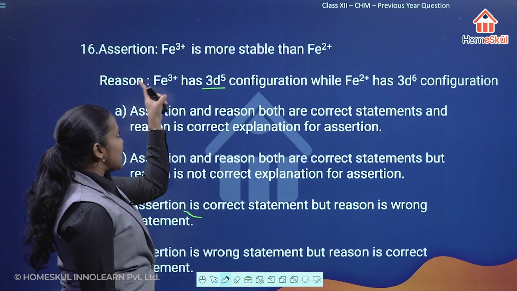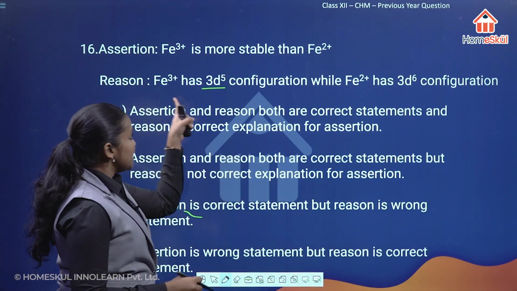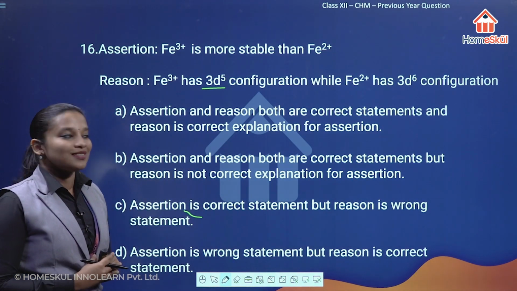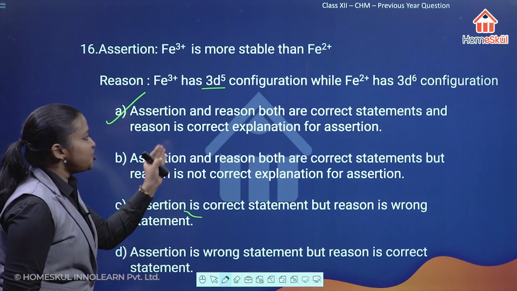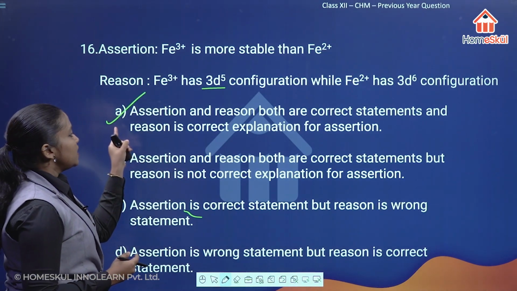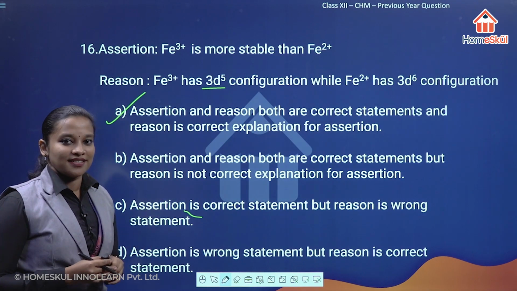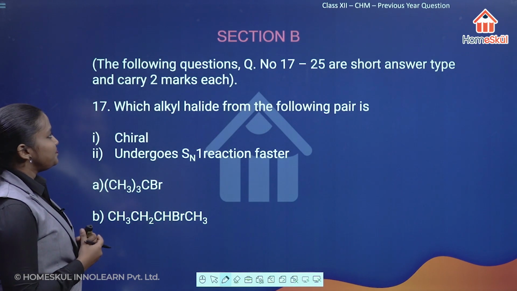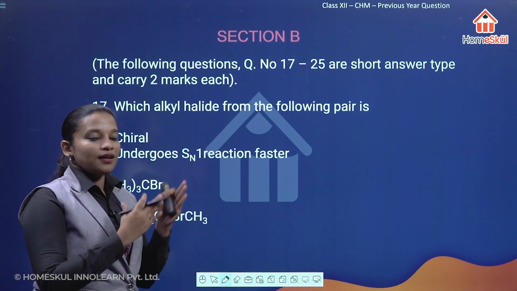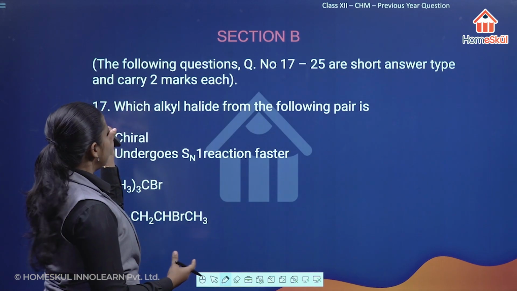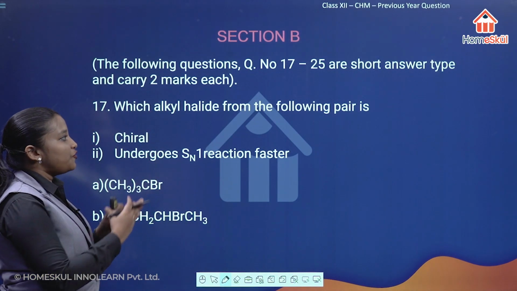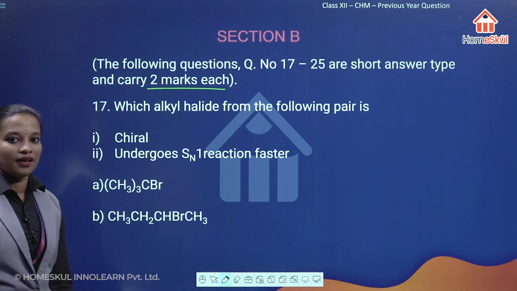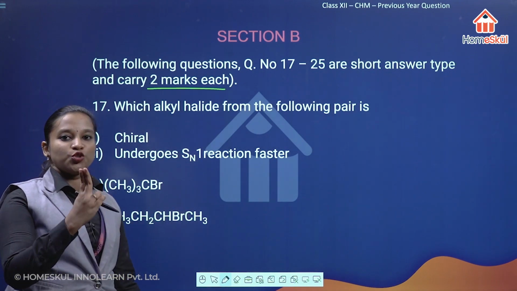So the assertion is the correct statement and also the reason is the correct statement. The reason is the correct explanation of the assertion. So the correct option is option A. Assertion and reason both are correct statements and the reason is the correct explanation for the assertion. Okay, now moving on to the 17th question. We are moving on to section B. Questions 17 to 25 are short answer type questions which carry 2 marks. From now on, each question carries 2 marks.